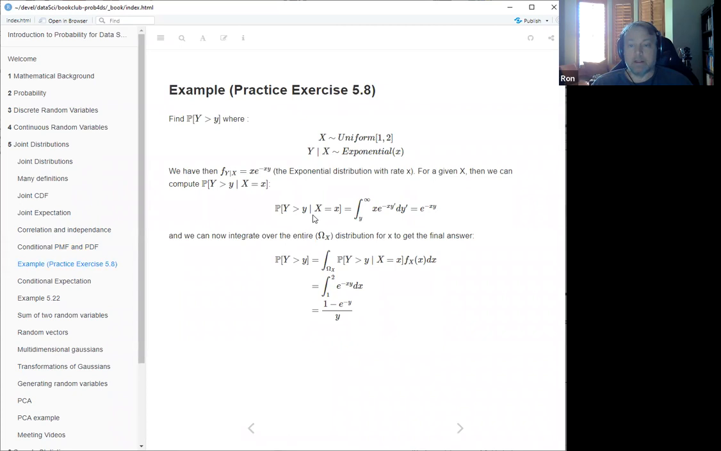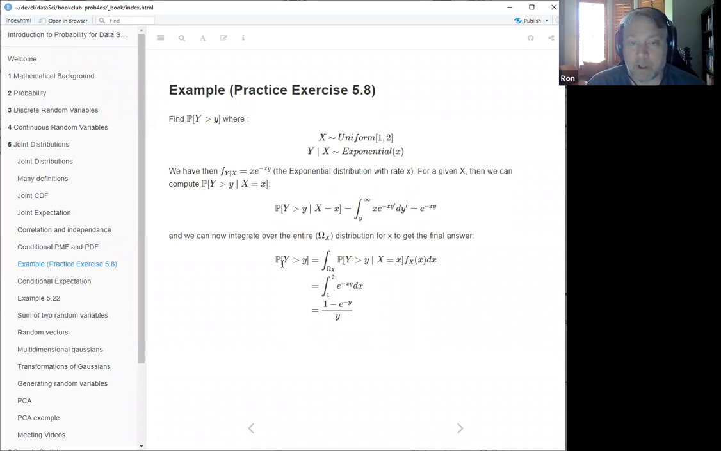So I calculate, it's right here. I calculate the probability that Y is greater than y given a particular X. Well, that's just this integral over y of this exponential distribution, right? So all the probability mass that's greater than, for y prime greater than y, just integrate that. I get this expression, e to the minus X y.